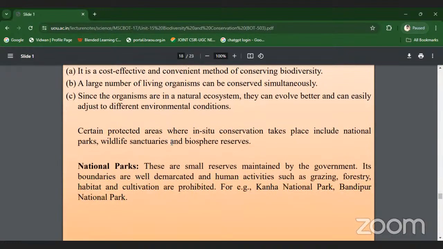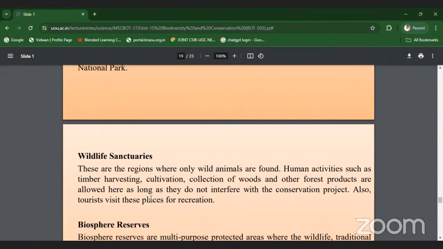Certain protected areas where in situ conservation takes place include national parks, wildlife sanctuaries, and biosphere reserves. These are all one type of in situ. First of all, let's take national parks. They are small reserves maintained by the government. Their boundaries are well demarcated and human activities such as grazing, forestry, and habitat cultivation are strictly prohibited in the national park. Examples: Kanha National Park, Bandipur National Park.